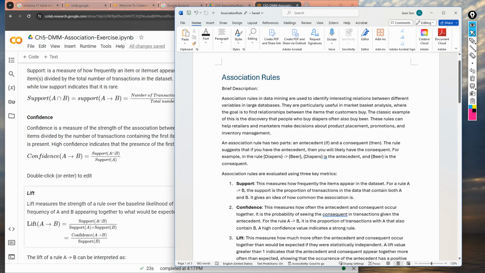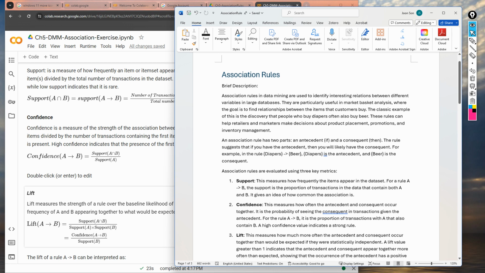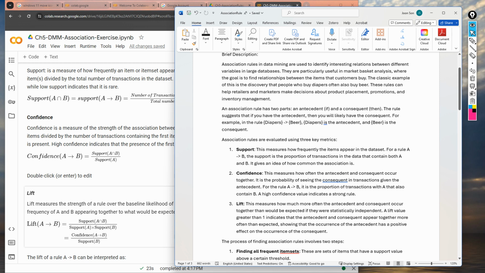The classic example is the discovery that people who buy diapers often also buy beer at the same time. So these rules can help retailers and marketers make decisions about product placement, promotions and inventory management.